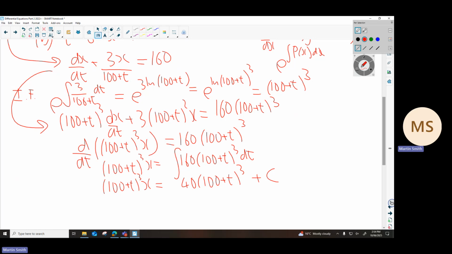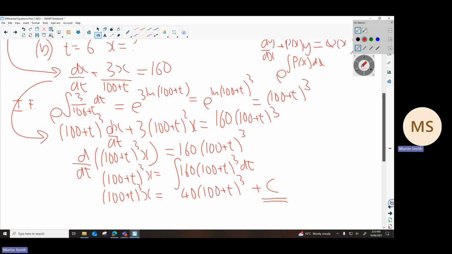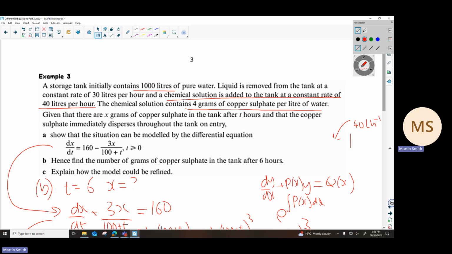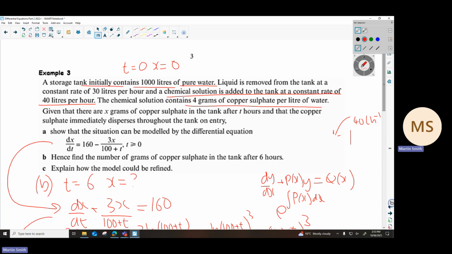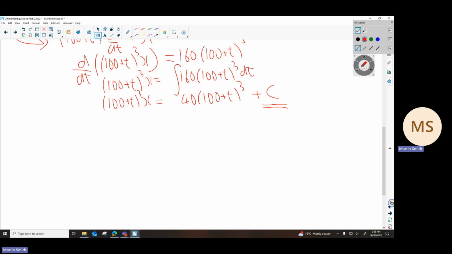Now, there should be enough information in the question to work out C. And this is what we can do. Think about what happened initially. So X is the amount of copper sulfate in the tank. Initially, it's got pure water. So when T is 0, X is 0 because there is no copper sulfate in the tank. I can sub that into this to work out what C is going to be. So if you plonk in T is 0 and X is 0, the left is something times 0, which is 0.